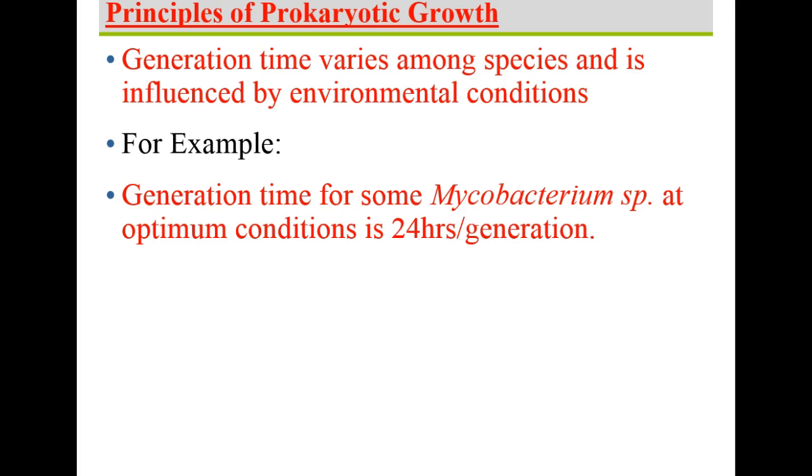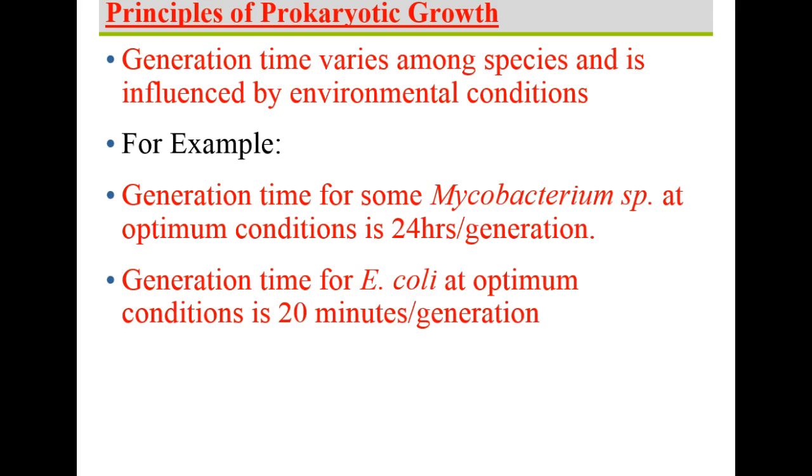For example, the generation time for some Mycobacterium species at optimum conditions is 24 hours per generation. Compare that to the generation time of E. coli, which at optimum conditions is 20 minutes per generation. Which of the two organisms grow faster?